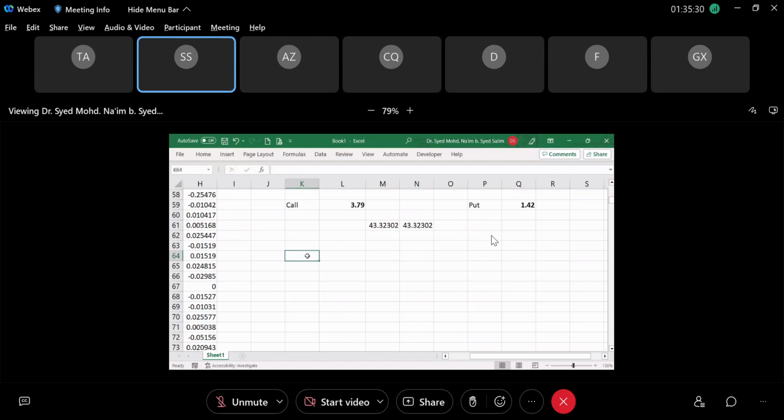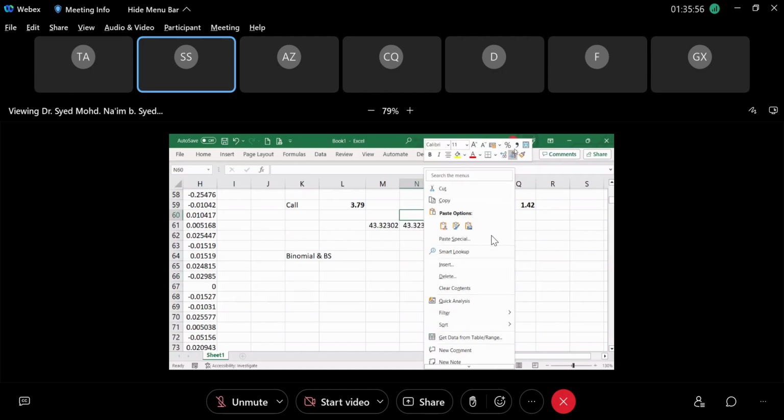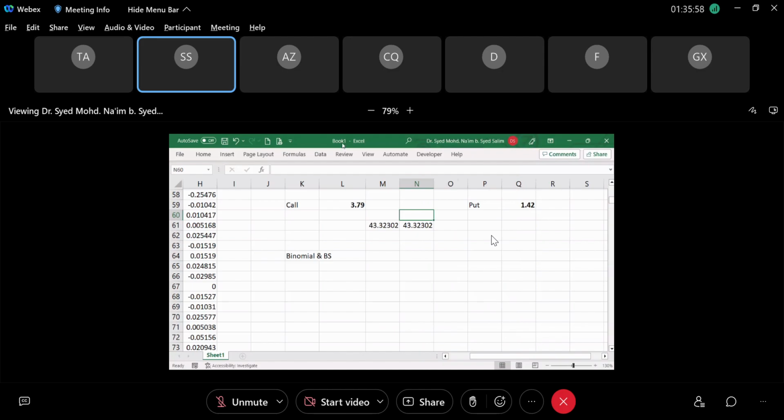And the third one is binomial, using binomial and Black-Scholes. Here I want you to find the binomial replicating Black-Scholes, based on the notes that I've already given to you. Okay, I'll come back and check it out in 10 minutes.